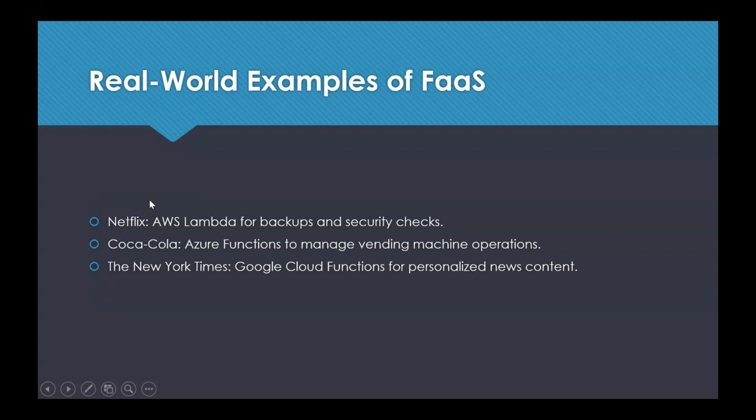Let's talk about real world examples of function as a service. The first one is Netflix. This uses AWS Lambda for backups and security checks. Coca-Cola uses Azure Functions to manage vending machine operations. So these are some of the real world examples. You can take this example as well, the New York Times. This uses Google Cloud Functions for personalized news content. So in these scenarios, you can also use function as a service or serverless computing.